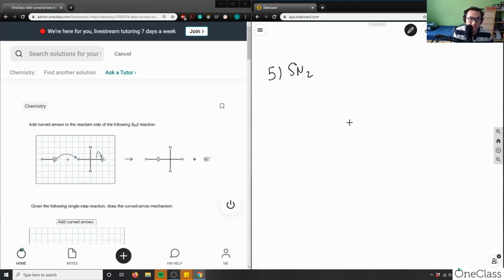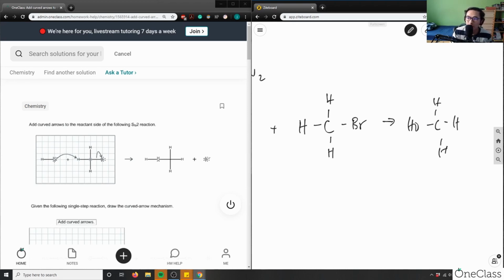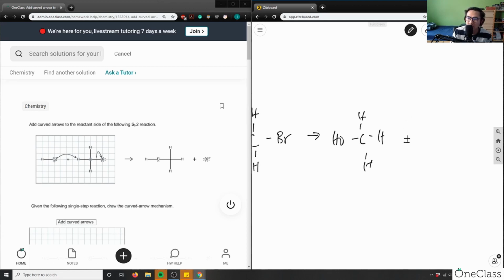So what does our mechanism say? So I have here an OH group with a minus charge, and then I have here H, C, Br, H, H. And then I'm going to get a substitution, or I get OH, C, H, H, H plus Br minus, right? Very, very classic example of an SN2 reaction.